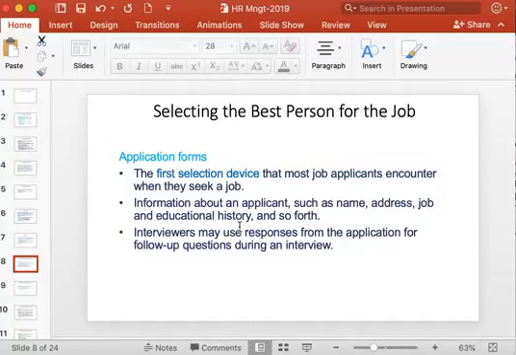These application forms may also be used by interviewers to check whether what the applicant is saying is consistent with whatever he has submitted in the job application, along with which other documents are also attached.